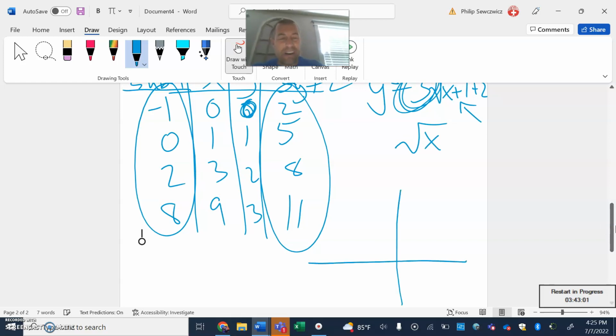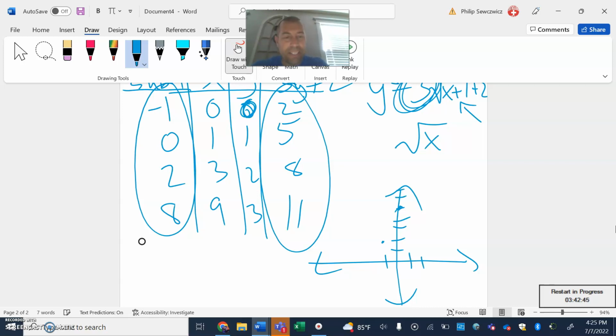So let's come on off to the side here and let's throw some of these down. Negative 1, positive 2. There we are. 0, 5. 0, 1, 2, 3, 4, 5. There we go. 2, 8. To the right, 2. Now I'm at 5, 6, 7. That takes me up to 8. That's there. My goodness. 8, 11. Somewhere. All right. But here we go. There we go. Arrow on the end.